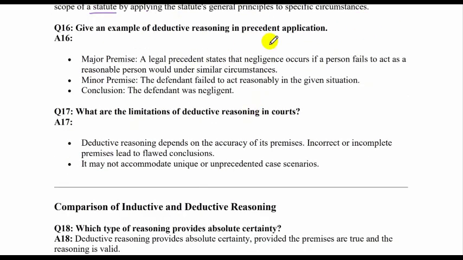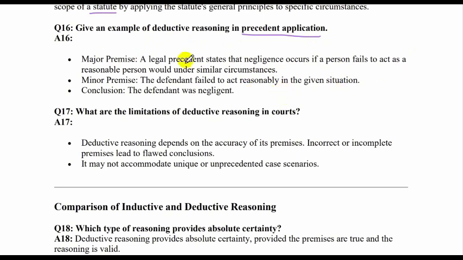Give an example of deductive reasoning in precedent application. Generally we use precedent in inductive argument, but in this question we are asked for an example of deductive reasoning in precedent application. Major premise: a legal precedent states that negligence occurs if a person fails to act as a reasonable person would under similar circumstances. Minor premise: the defendant failed to act reasonably in the given situation. Therefore, the conclusion is that the defendant was negligent.